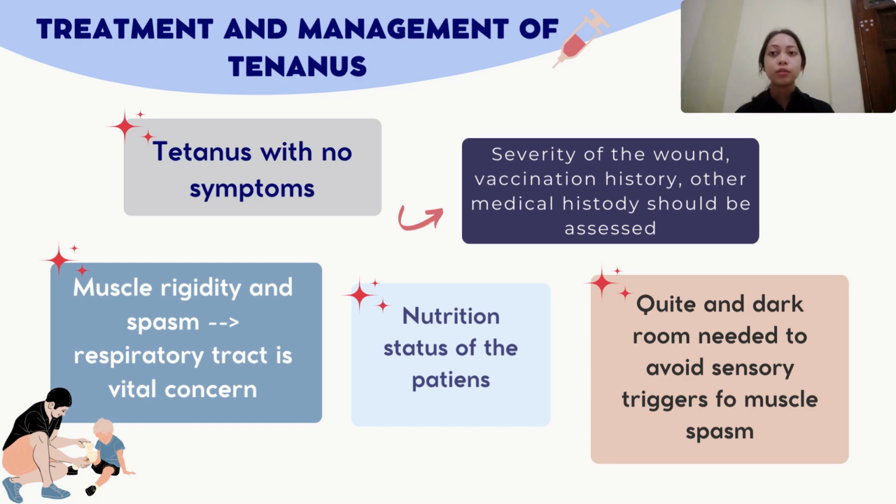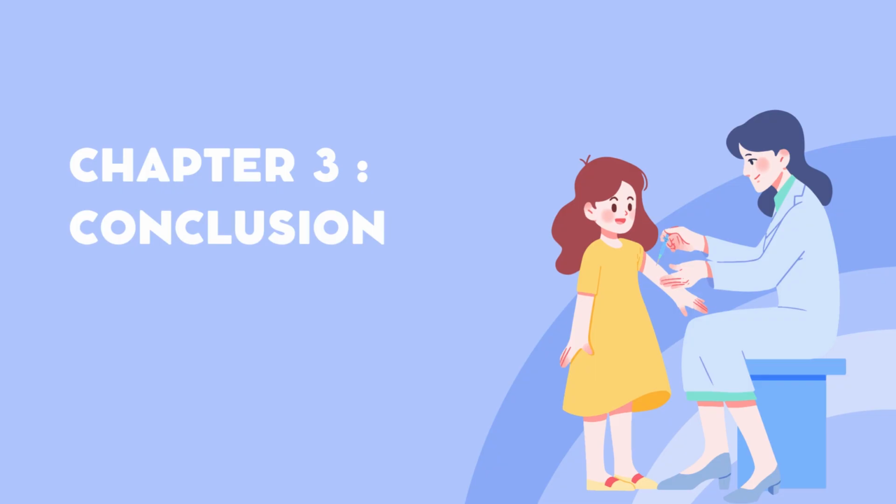Tetanus patients also should be treated in the ICU. In addition to intense observation, a quiet and dark room is also needed to avoid sensory triggers for muscle spasm.